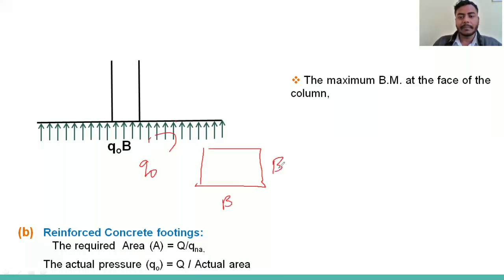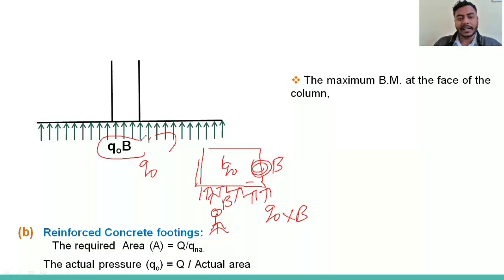Here we are looking at section B-B, from this front. This is the pressure Q developed everywhere. So what pressure comes as a UDL on this section? We have to multiply with this length. So Q naught into B. That will be the UDL we have written here.